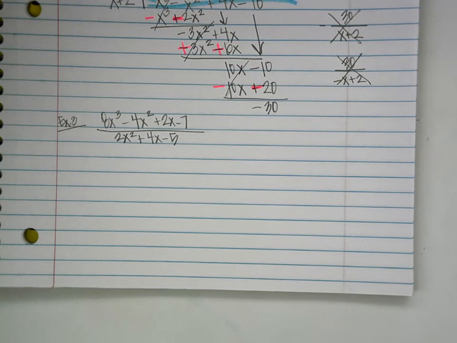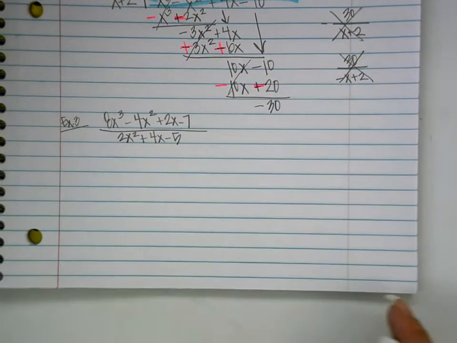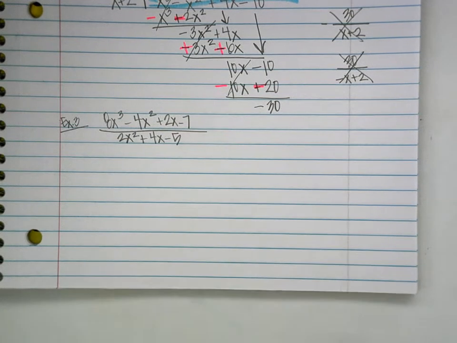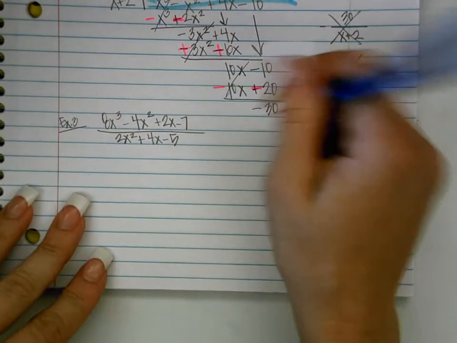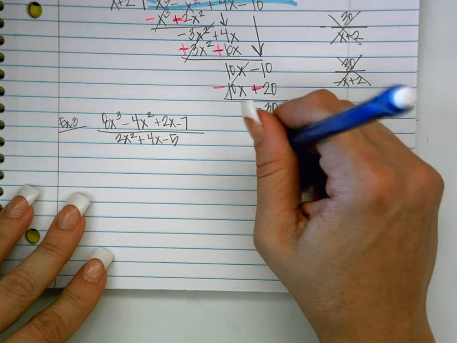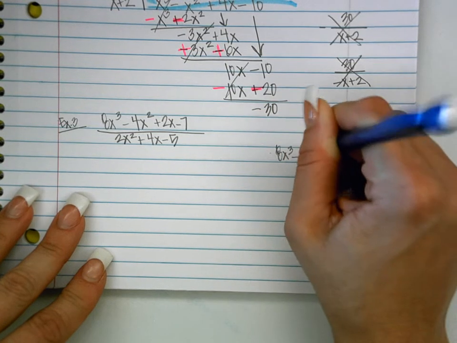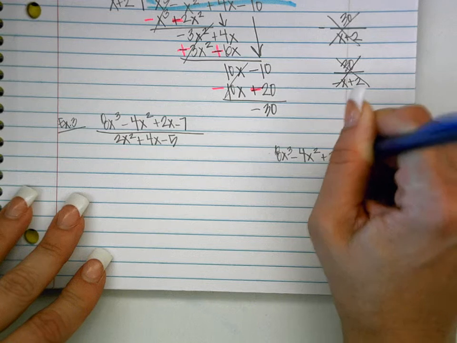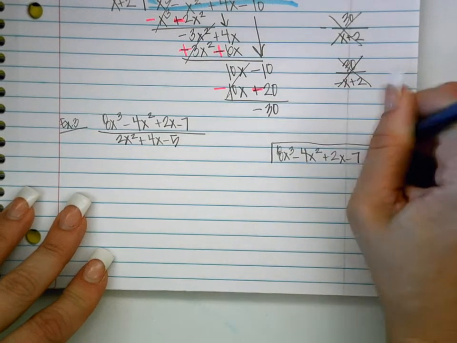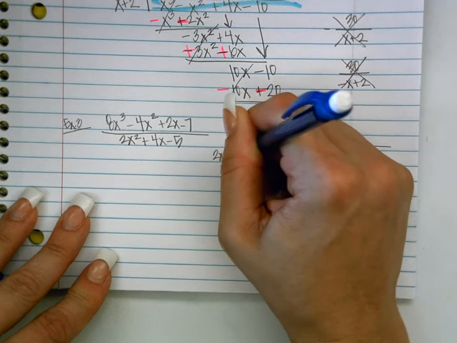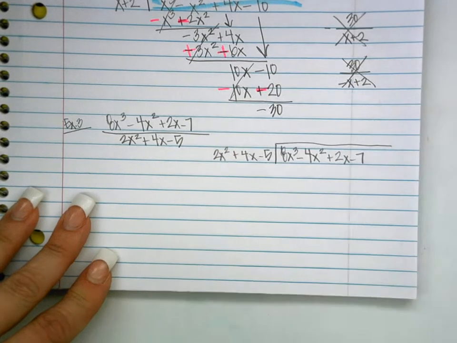We just need to change it, right? So this is written as a fraction. How would I change it into a long division problem? Which part goes on the inside of the bar? The top or the bottom? The top. It's kind of like you just knock over a tower. So the top goes inside. You're going to put 8x cubed minus 4x squared plus 2x minus 7 inside the long division bar. On the outside is 2x squared plus 4x minus 5.